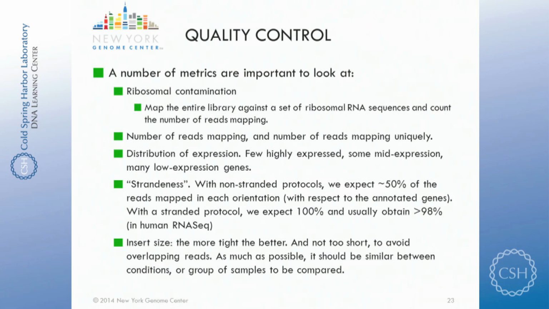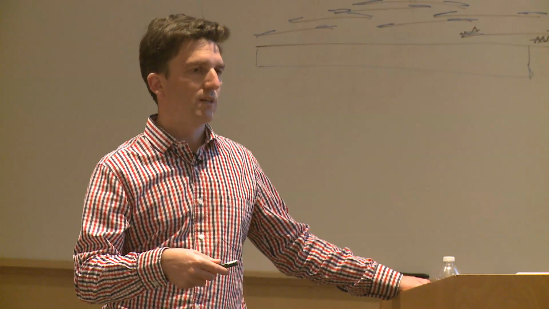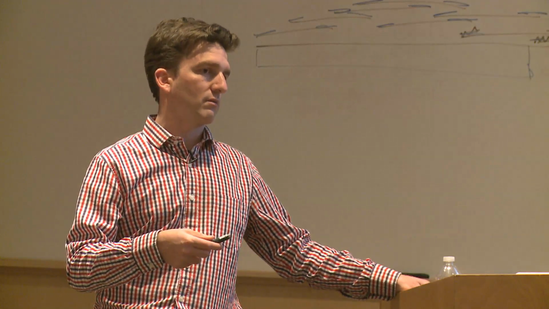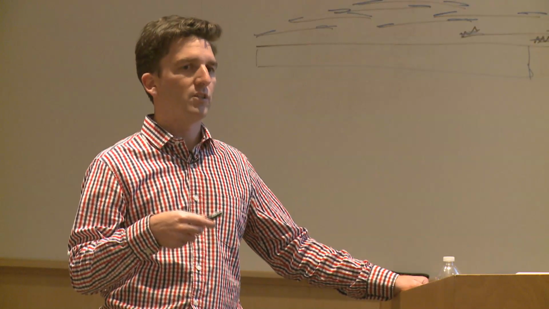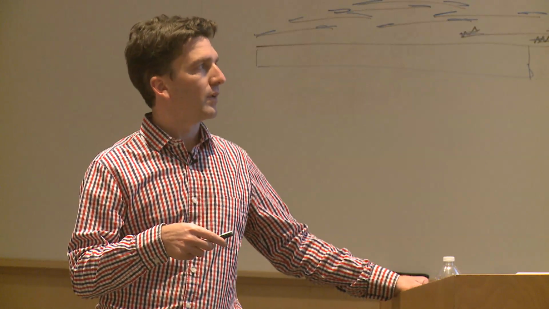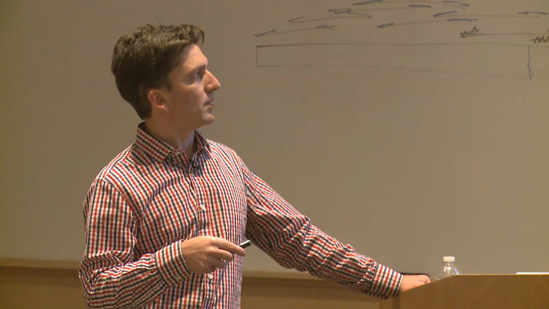The distribution of expression. So typically in RNA-Seq, you have very few genes that are super highly expressed. You have some genes that are mid-level of expression, and you have a lot of genes that are lowly expressed, including some that are not expressed at all, okay? And if you sequence deep enough, you'll have reads that map there, but just a few reads, and that might just mean that they're not expressed, okay? But that's the typical distribution of expression.